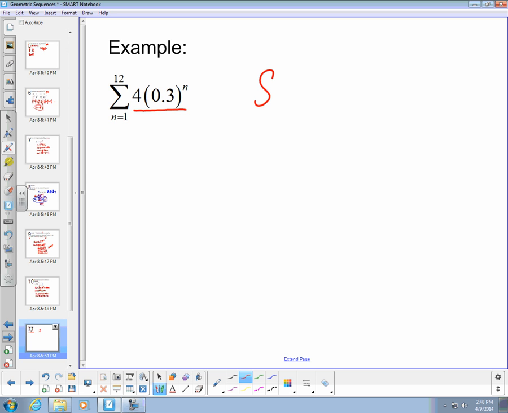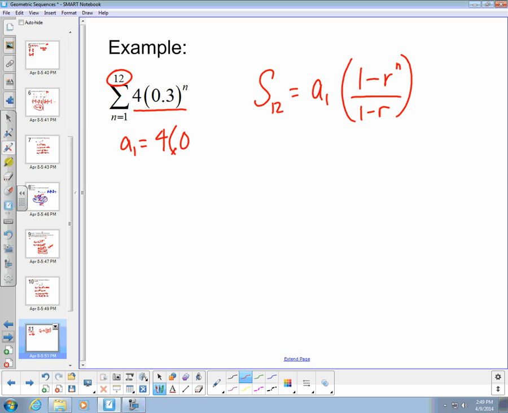Okay, and how many terms am I trying to add up? Well, if you look at the top number, I'm going from 1 to 12, so I'm finding the sum of the first 12 terms. Okay, and then I want a sub 1, 1 minus r to the n, over 1 minus r. So I need to know what a sub 1 is, and I need to know what r is. Okay? To find a sub 1, plug in 1 into the formula, so 4 times 0.3 to the first, 0.3 to the first is just 0.3, times 4 is 1.2. So our first term would be 1.2 if we had them listed out.